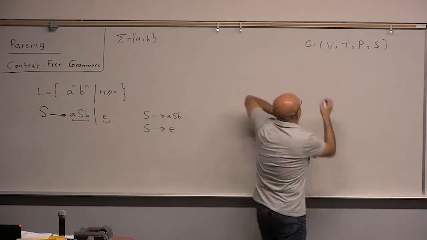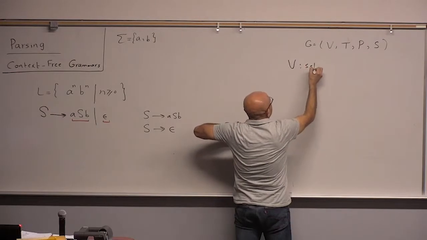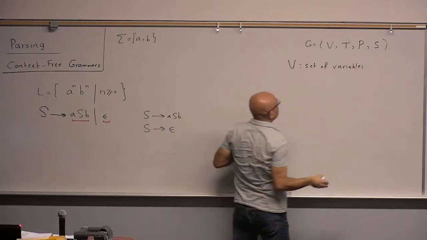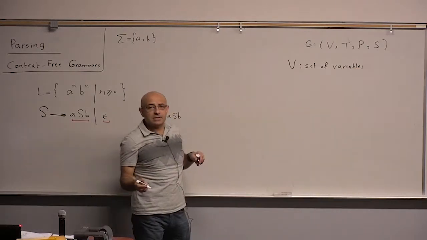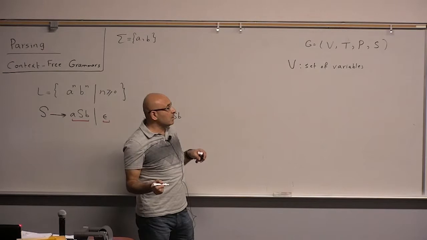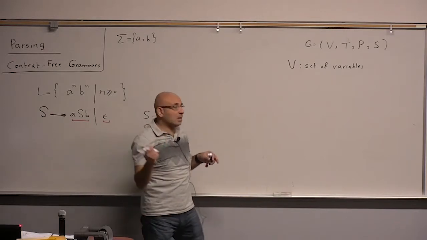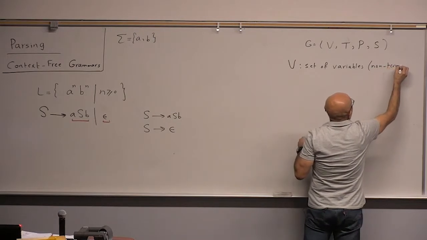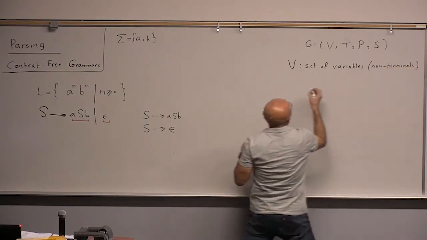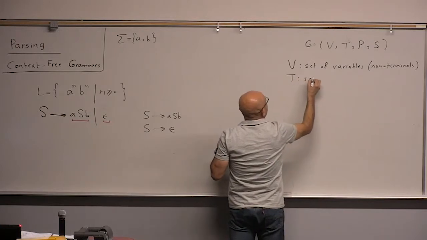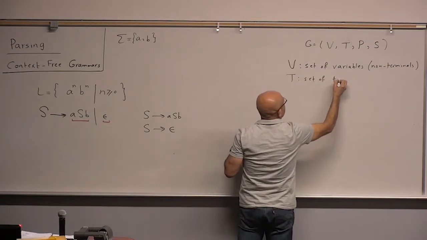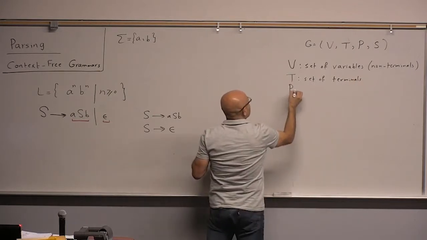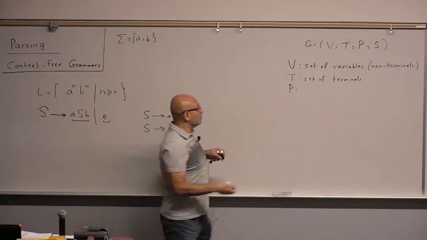The V is the set of variables. There's another name for variables in this context. Variables are non-terminals. So variables are non-terminals. And T is a set of terminals. P is the set of productions.